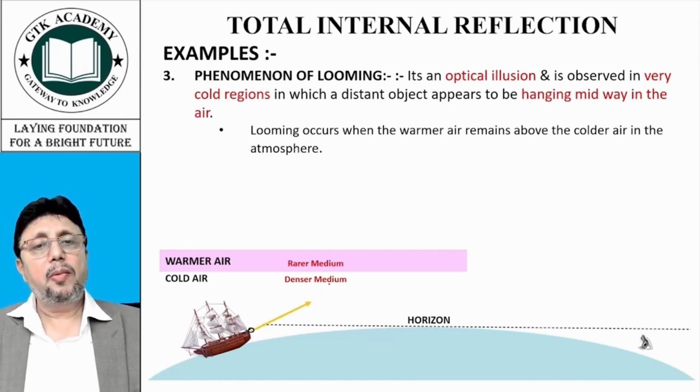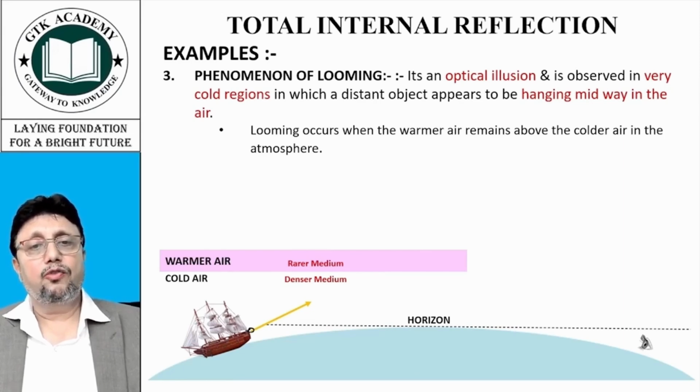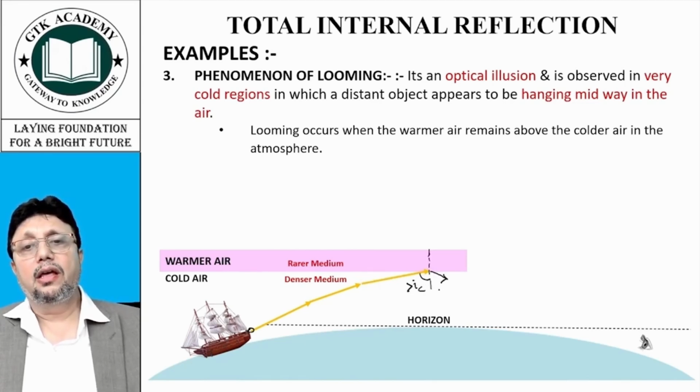What happens? There will be many layers, as I told you. This is not one layer I have only shown for the sake of demonstration. There will be many, many layers. And this light ray is going from denser to rarer. So it will bend away from the normal, again away from the normal. And in some layer, the angle will be more than the critical angle. So here it will be reflected. Total internal reflection will take place.